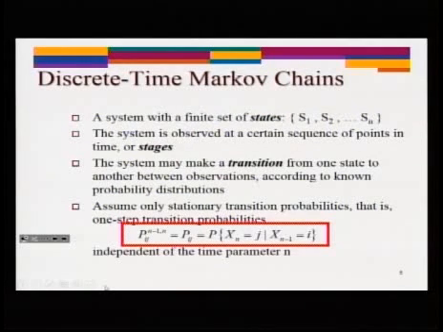And in the discrete-time Markov chain, we considered a system with a finite set of states. And the system is observed at a certain sequence of points in time or stages. And the system may make a transition from one state to another between observations according to known probability distribution. Right? And one step transition probabilities would be represented by this, and it is independent of the time parameter. So we assume that transition probability does not change over time.